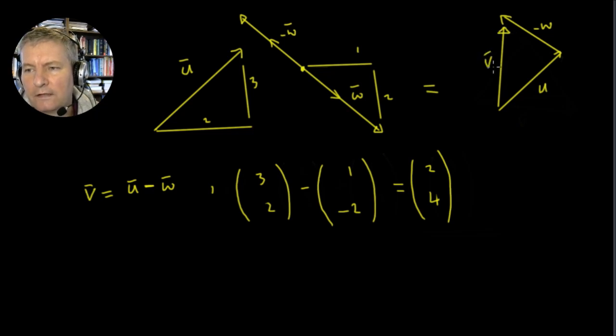So this is now our vector v, and our vector v is along 2 and up 4. So now we're going along 2 here, and we're going up 4 there in order to get this vector v.